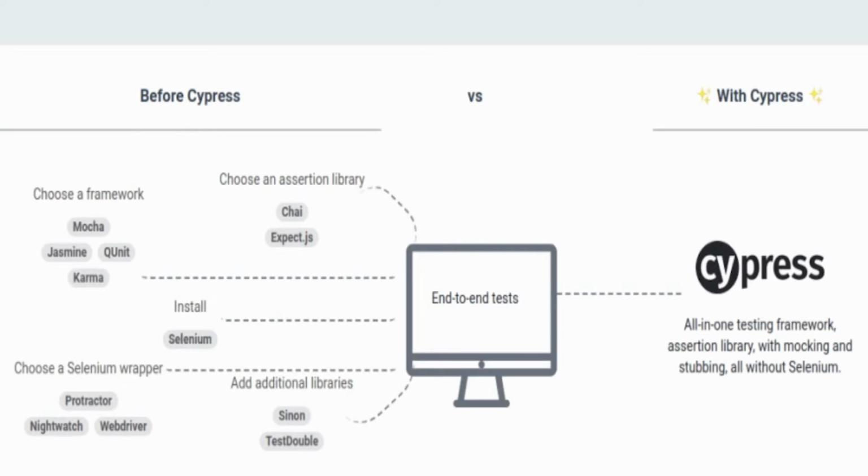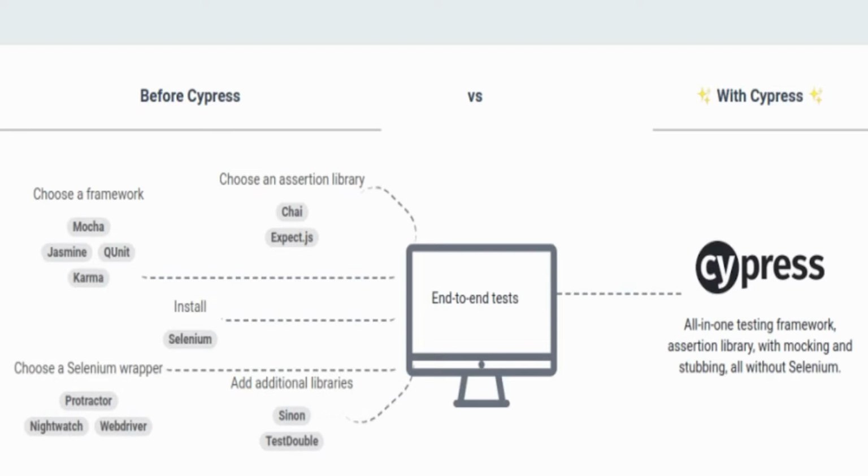Cypress by default supplies everything as a single tool. Before Cypress came into the market, there were so many frameworks we had to use to handle the web application, which were implemented using different types of frameworks. Like we needed to choose a framework like Jasmine, Mocha, and also QUnit, and so on. Similarly, we needed to choose an assertion library, and we needed to install Selenium. On top of that, we needed to install all the tools here. So we needed to integrate all these tools to do end-to-end testing. So that's the situation before Cypress came into the market.